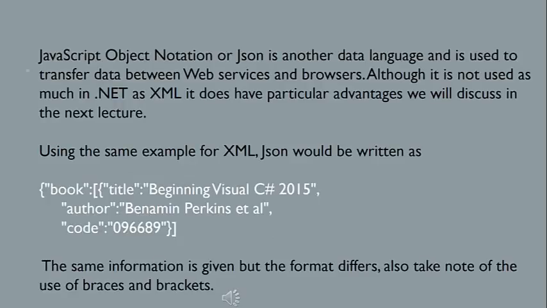JavaScript Object Notation, or JSON, is another data language and is used to transfer data between web services and browsers. Although it is not used as much in .NET as XML, it does have particular advantages we will discuss in the next lecture. Using the same example for XML, JSON would be written as curly bracket, book, bracket, curly bracket, title, the title of the book, comma, author of the book, comma, code, the book code, close curly bracket, close bracket. The same information is given, but the format differs. Also take note of the use of braces and brackets.